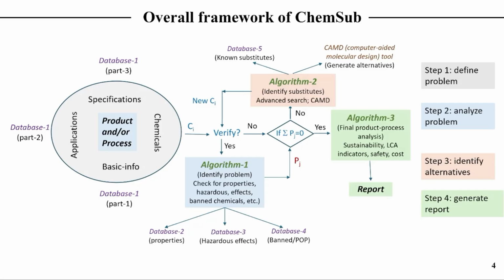Step 4. The generated candidates that match the desired criteria and constraints are listed as feasible candidates. Finally, the feasible candidates are evaluated through product process analysis, considering factors such as sustainability, safety, life cycle indicators, and economic aspects. The final output is presented as a structured report to support decision-making.